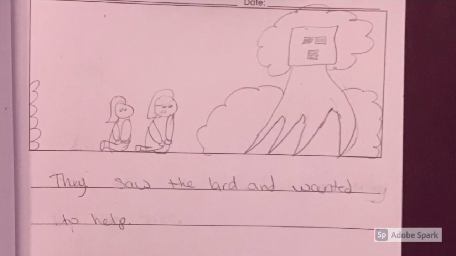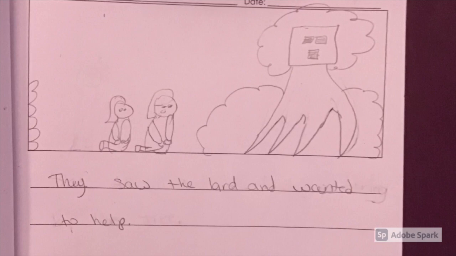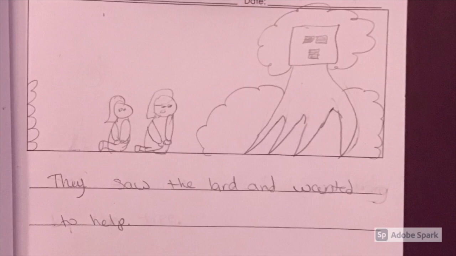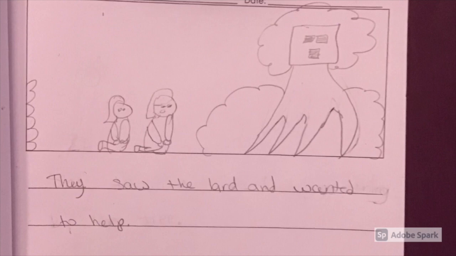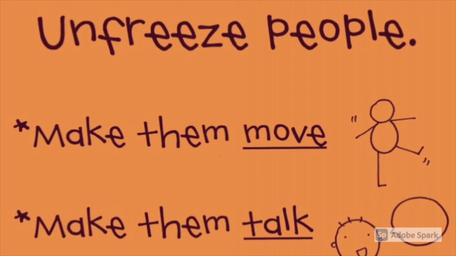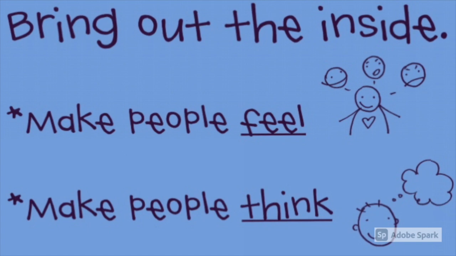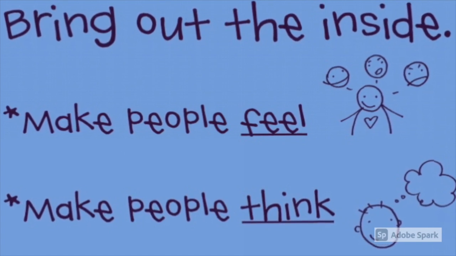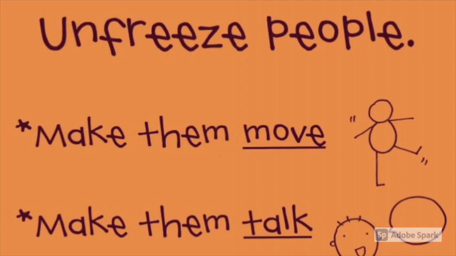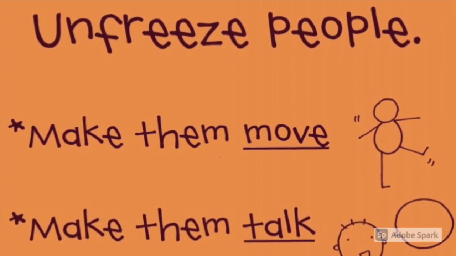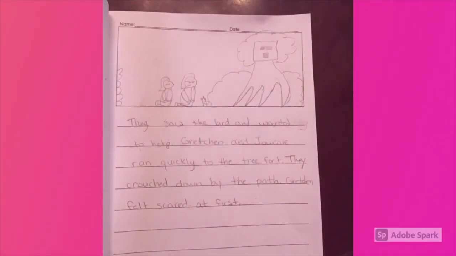So Gretchen and Journey heard the noise. They wanted to figure out where it was coming from. So they went by the fort. They crouched down by the path. And they found a bird. Gretchen felt afraid. I think on this page I'm going to make my character move. And I'm going to make my character feel. Gretchen felt scared. Let me add that now. Now my page reads like this.